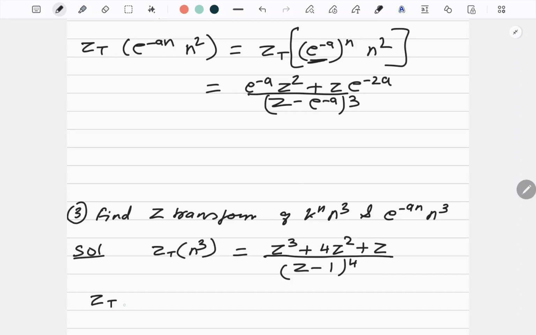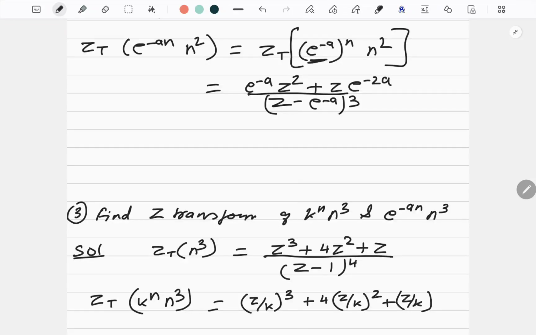So what is the z transform of k to the power n cube? As I said, in place of z, I'll put z by k. So z by k cube plus 4 z by k square plus z by k upon z by k minus 1 to the power 4.